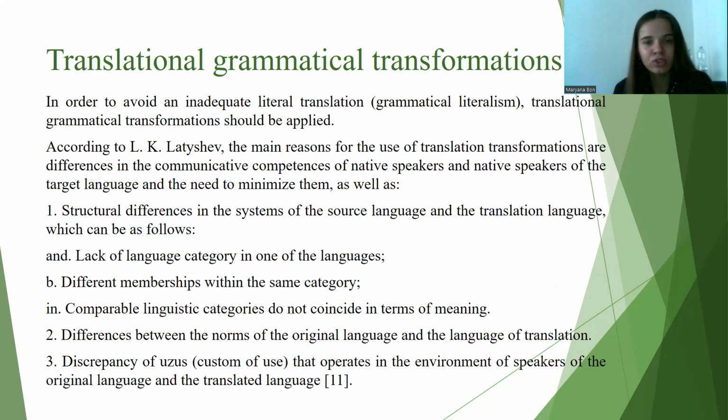According to Latyshev, the main reasons for the use of translation transformation are differences in the communicative competences of native speakers of the source language and native speakers of the target language and the need to minimize them, as well as structural differences in the systems of the source language and the translation language, which can be as follows: lack of a language category in one of the languages, different membership within the same category, comparable linguistic categories that don't coincide in terms of meaning, differences between the norms of the original language and the language of translation, and discrepancy of the customs of use that operate in the environment of speakers of the original language and the translated language.